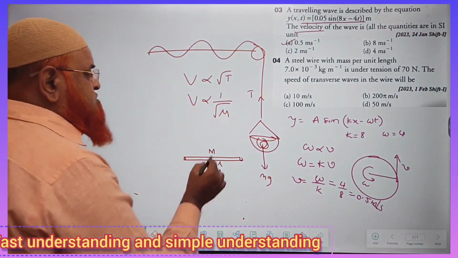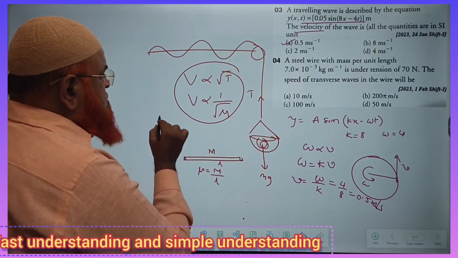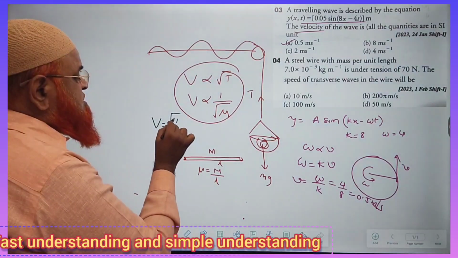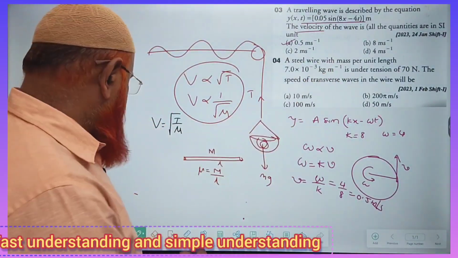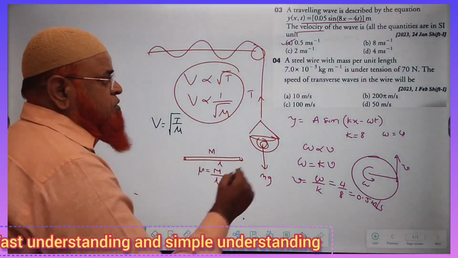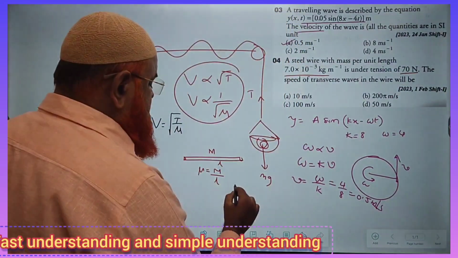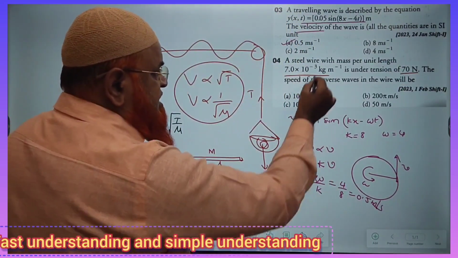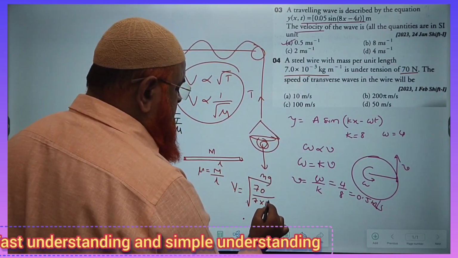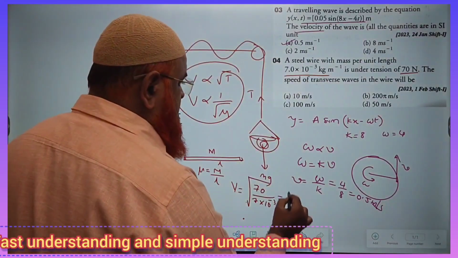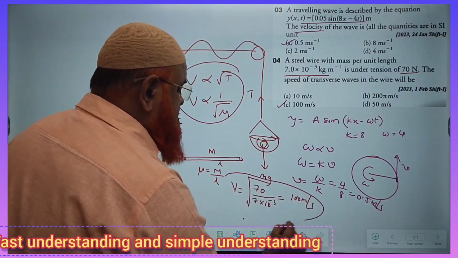So here it is understood that if you join these two, you will get V is equal to root of T by mu. That's it. Here it is seen that in the problem, he has given you the linear density. He has given you the tension also. A simple method is, you can just take V is equal to root of T by mu. What is T here? 70. And what is mu here? It is 7 into 10 power minus 3. So if you simplify this one, you will get option C, that is 100 meters per second. So this is going to be the answer for this question.